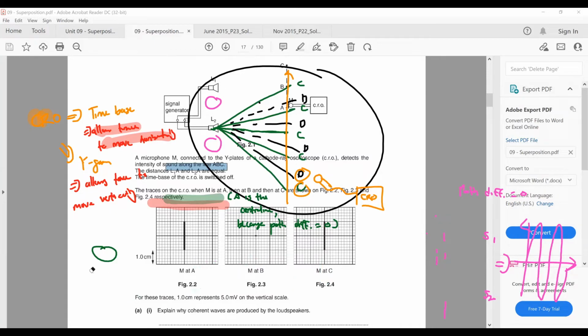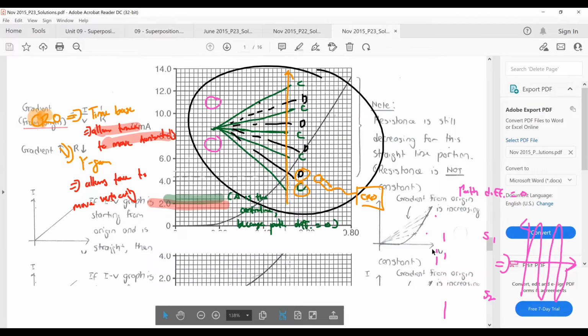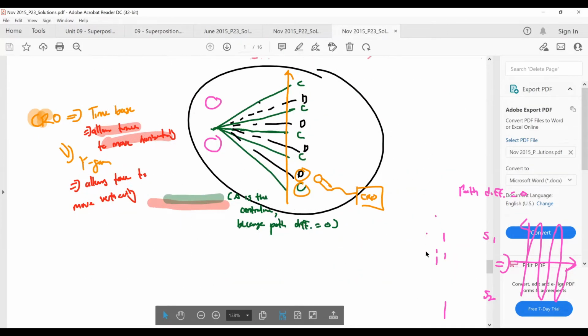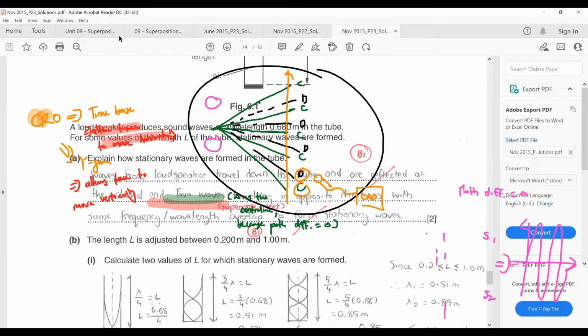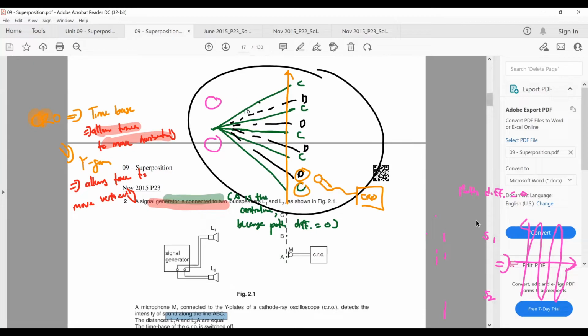Actually, I think the answer for this was quite straightforward. They just want you to have constant phase difference. But let's see the answer. This one is under question 2. Sorry, I overshot.